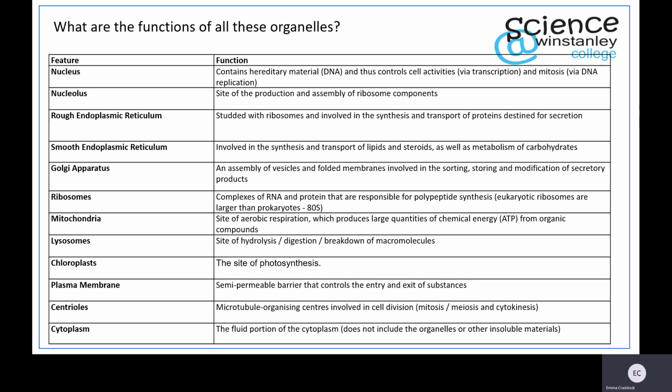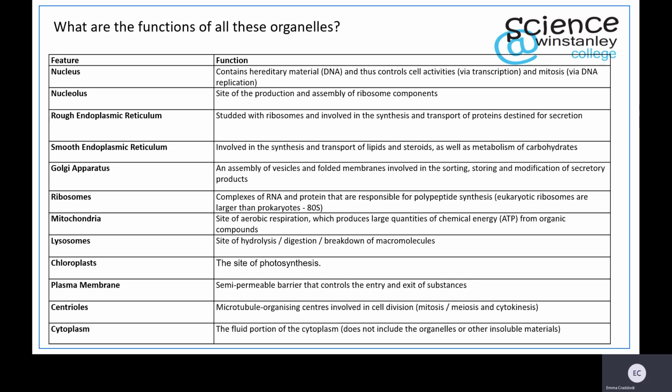Next, we have ribosomes, which are complexes of rRNA. So R stands for ribosomal RNA. And some proteins, they're responsible for polypeptide synthesis. Eukaryotic ribosomes are larger than prokaryotic ones. They are 80S rather than 70S, as you find in prokaryotes.